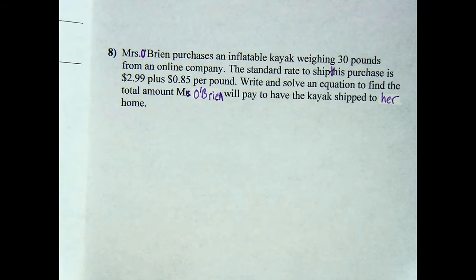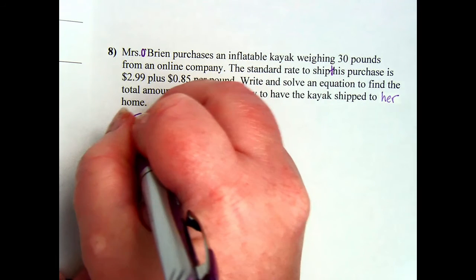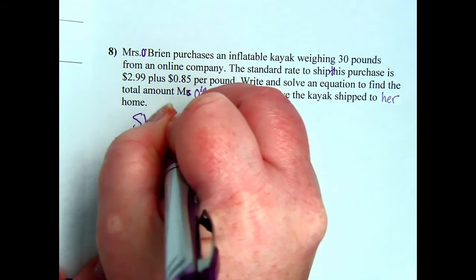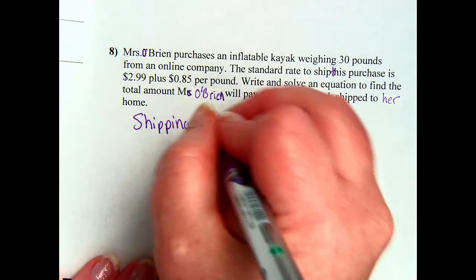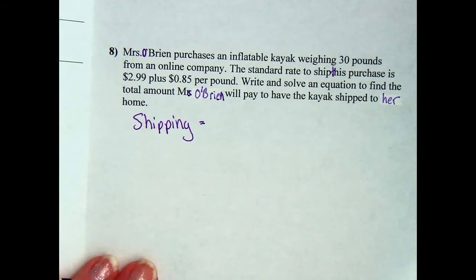Mrs. O'Brien purchases an inflatable kayak weighing 30 pounds from an online company. The standard rate to ship this purchase is $2.99 plus 85 cents per pound. Write and solve an equation to find the total amount Mrs. O'Brien will pay to have the kayak shipped to her home. So we are looking for shipping. We could reduce that to the variable s, but we're just going to call it shipping. And we have to use the information in the equation to find it.